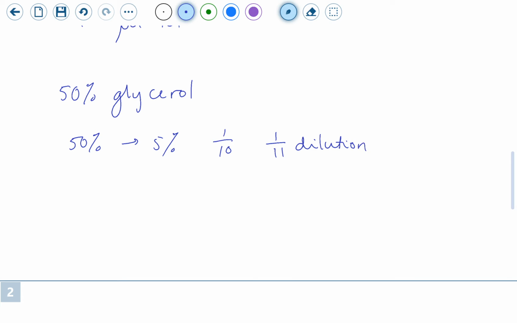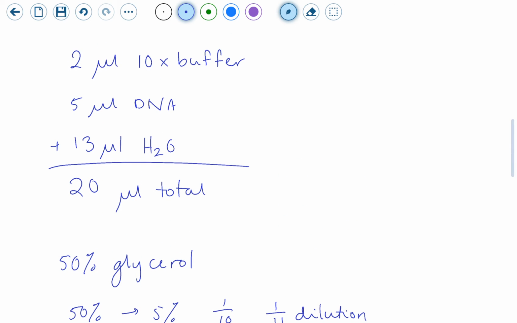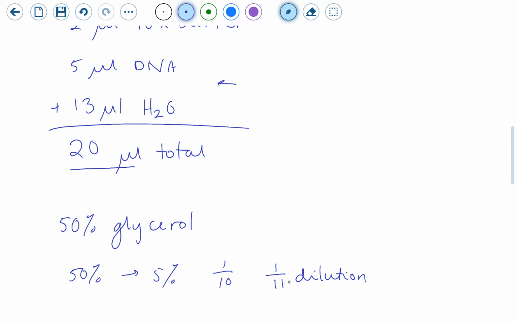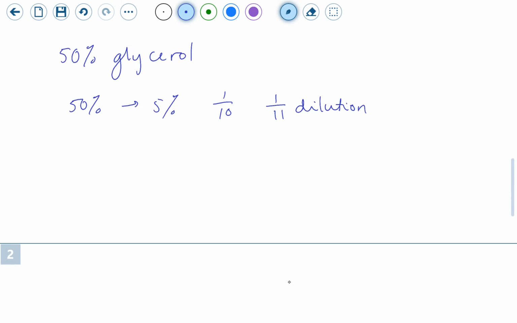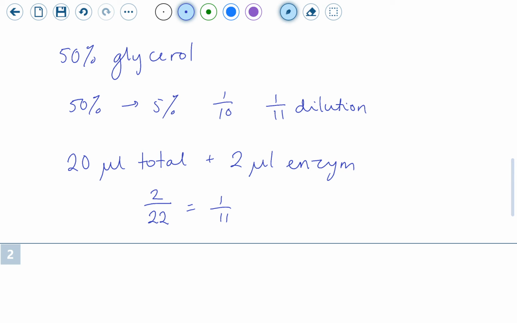And the reason we totaled it to 20 up here before, instead of doing the 1 to 11 and adding it in up here, is because this makes it an easier step. Pretty much, if we have 20 microliters total right now, and we add 2 microliters of our enzyme, that is a 1 to 11 dilution. It's 2 divided by 22 total, because we have the 2 plus the 20, so that's a 1 to 11 dilution. So we know that our glycerol is less than 5%.